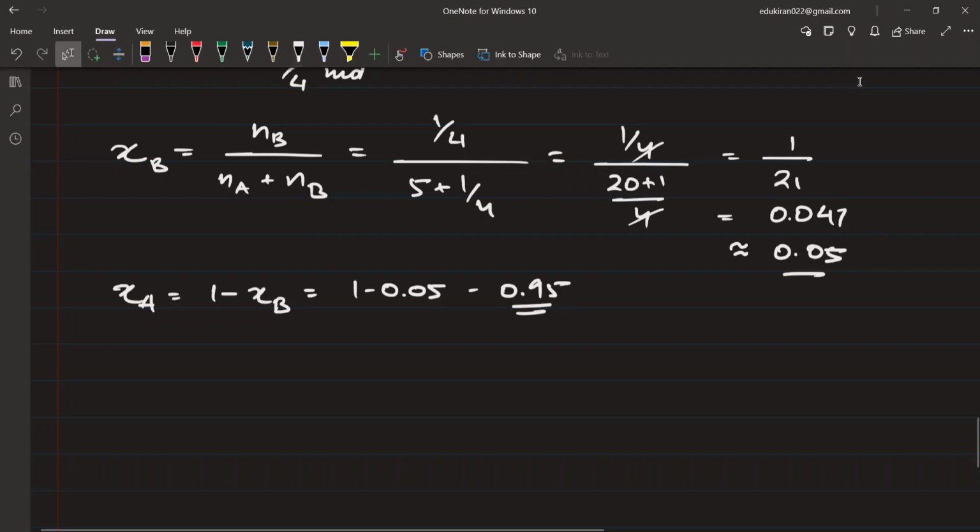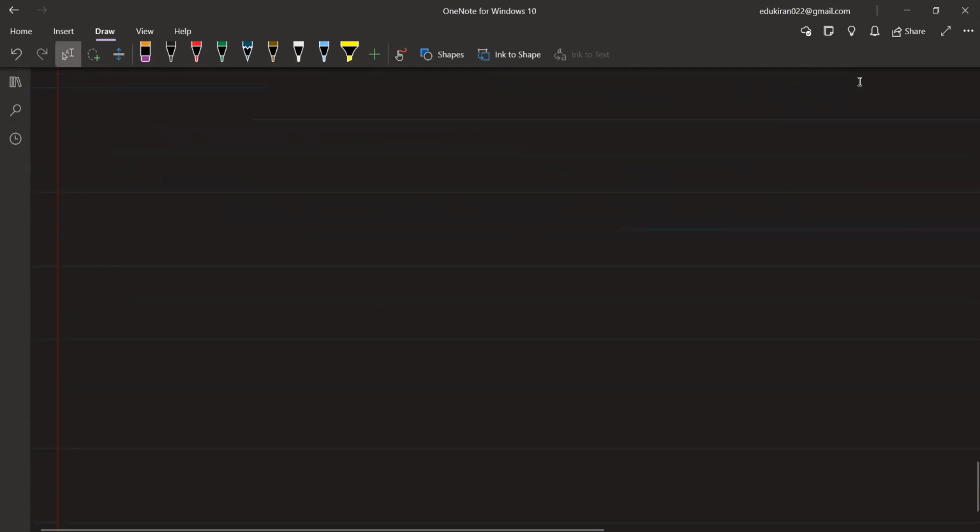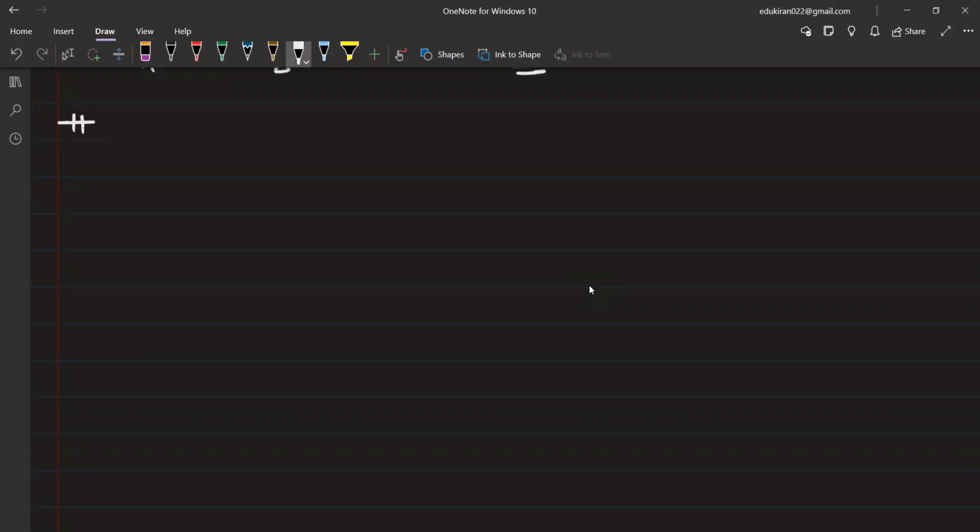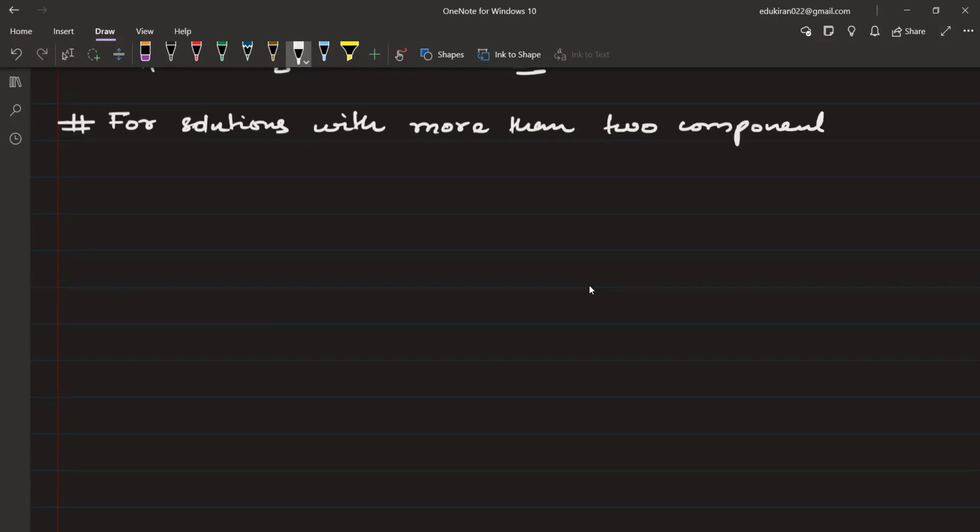Done everyone? Yes or no? Please tell me. Yes. Okay. Write another question. See, this is for binary. The mole fraction that whatever you have written here is for binary solution. That means if you have only 2 components, solvent and a solute. Please write a part here like this: for solution with more than 2 components.